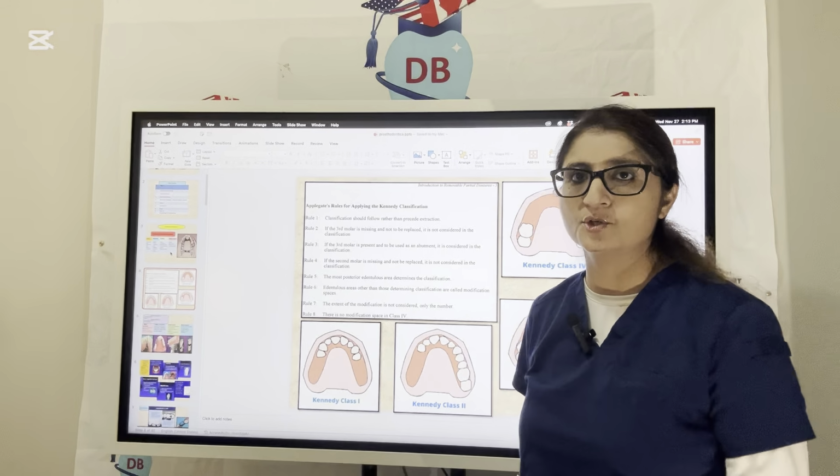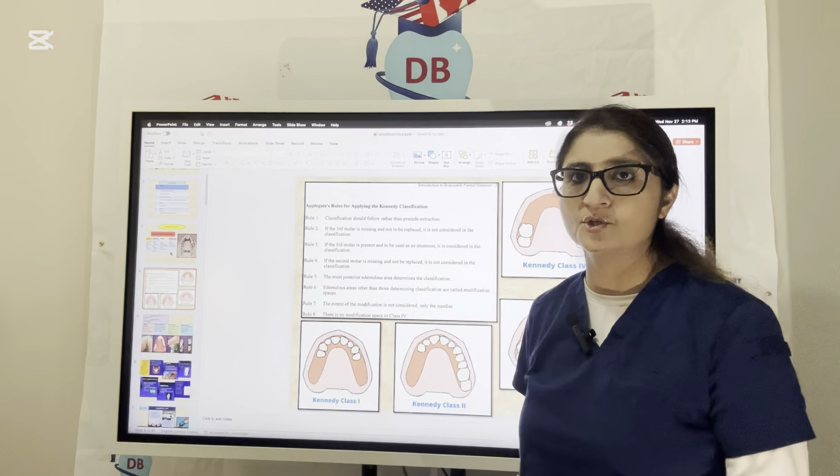Now, before we apply this Kennedy classification or modification, we should know about the Applegate rules. Any kind of extraction, if it has to be done, it has to be done before you apply the Kennedy classification, because once you have done the extraction, the classification is going to change. The second and third rule is, if any tooth is missing, like second molar or third molar, and you are not replacing them in your denture, then you don't take them in the Kennedy classification.